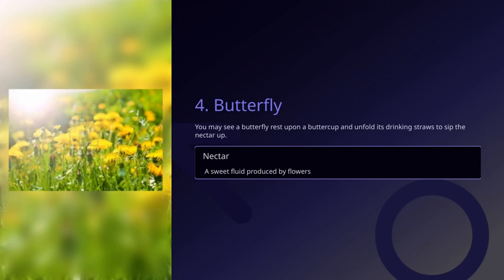This interaction highlights the important relationship between flowers and insects, a key part of the pollination process that supports plant reproduction. So, as we consider this scene, remember how these beautiful creatures rely on nectar, illustrating the intricate connections within ecosystems that keep nature thriving.